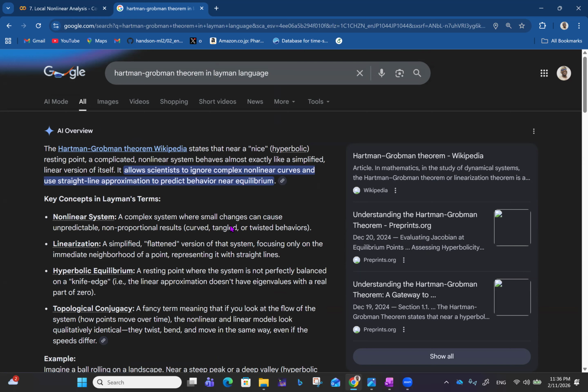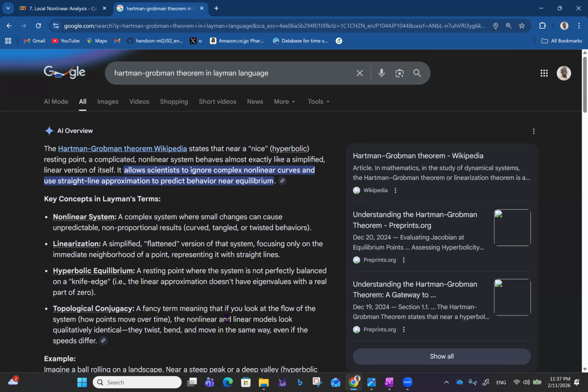can be quite complicated. Because in a complex system, small changes can cause unpredictable, non-proportional results like curved, tangled, or twisted behaviors. But linearization is a simplified, flattened version of the system, focusing only on the immediate neighborhood of a point, representing it with straight lines. And then when we talk about hyperbolic equilibrium, it is a resting point where the system is not perfectly balanced on a knife edge. That is, the linear approximation doesn't have eigenvalues with a real part of zero. Okay, that's hyperbolic.